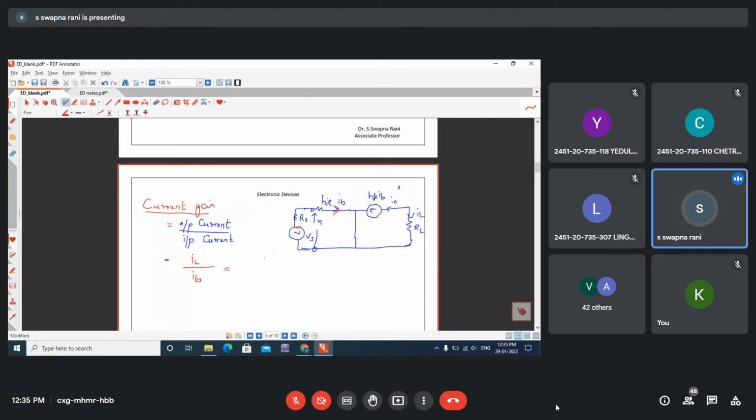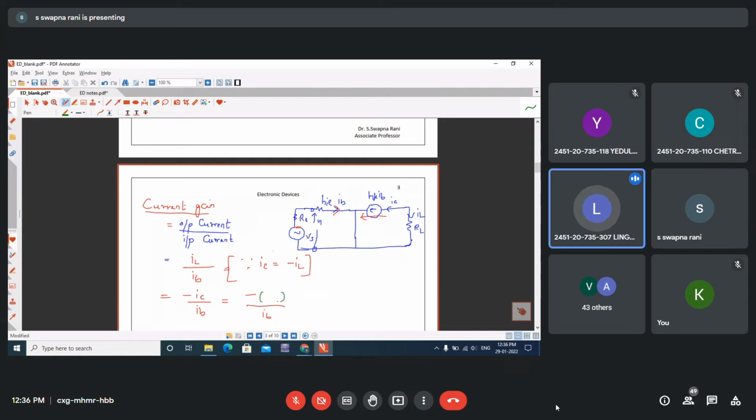Now you see IC and IL are same but opposite in direction. Therefore, I will write minus IC by IB. What is the collector current? So here this is the collector current. What is the collector current? HFE times IB.